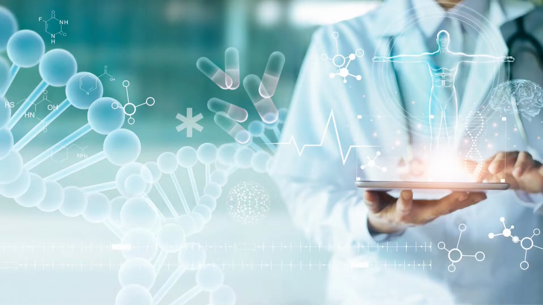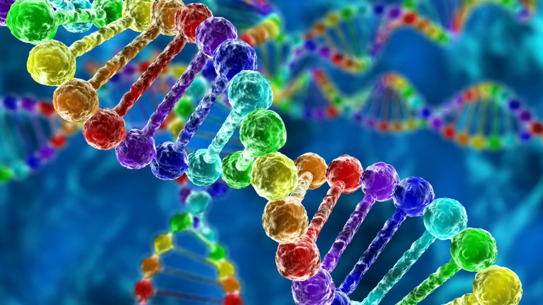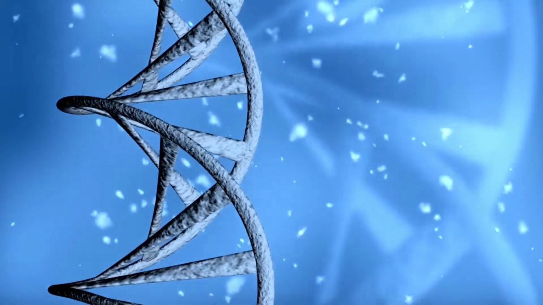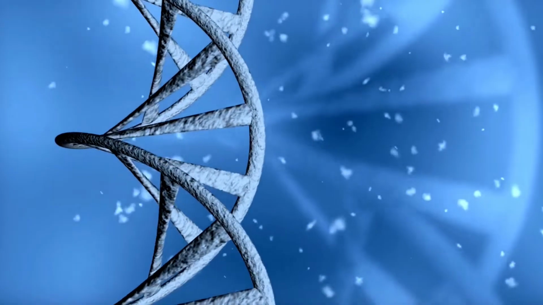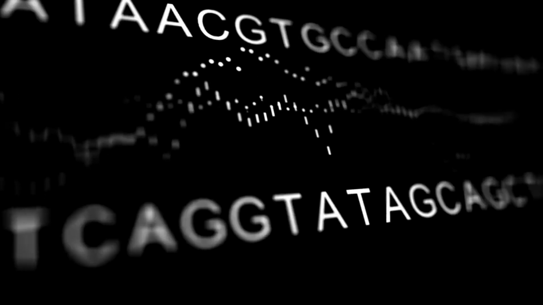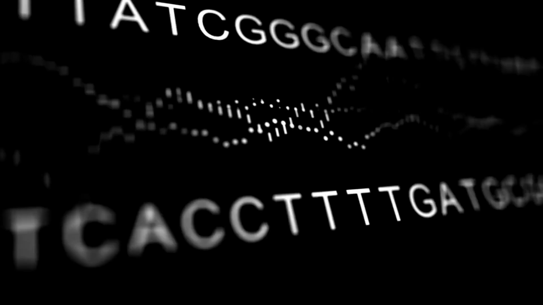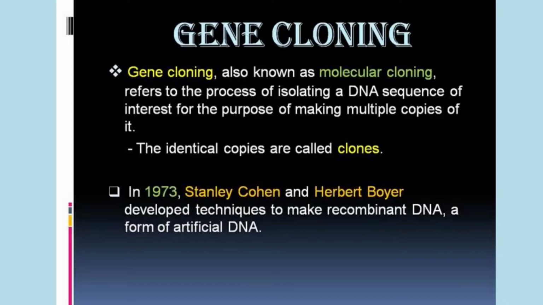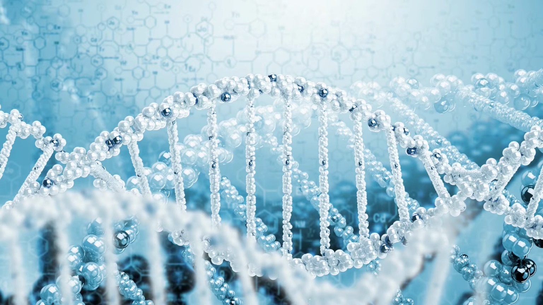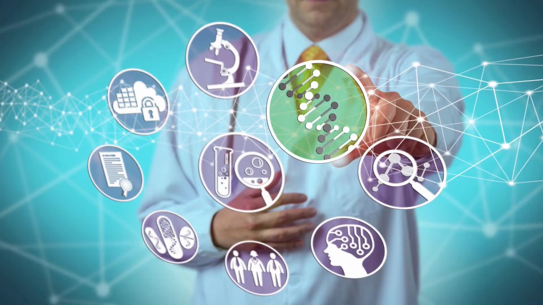Here, a gene is the basic unit of heredity and a sequence of nucleotides in DNA that encodes the synthesis of a gene product, either RNA or protein. Gene cloning, also termed molecular cloning, refers to the process of isolating a DNA sequence of interest for the purpose of making multiple copies of it. The identical copies are called clones.